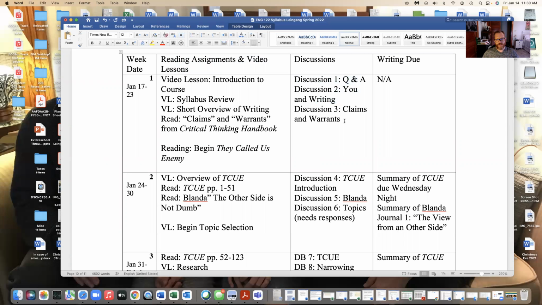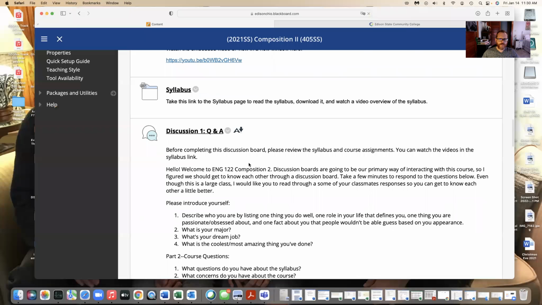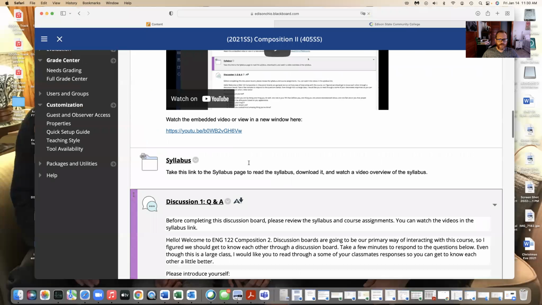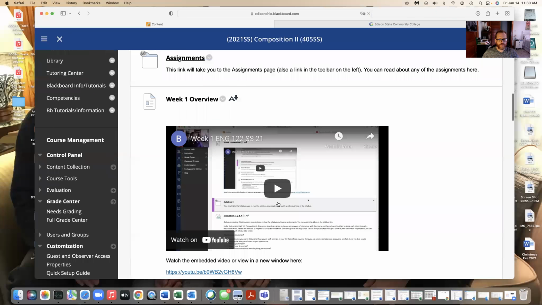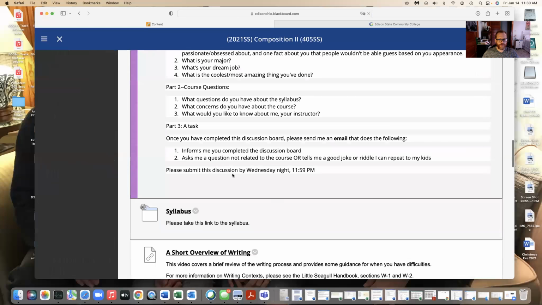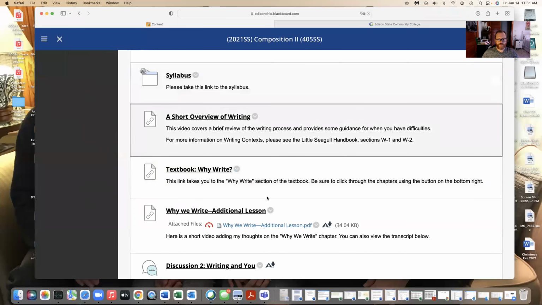So I'll say, do this by Wednesday, respond to everything else by Friday, things like that. Try to keep that in mind, and that will be set up that way in Blackboard for you. So when you go in here, it'll say, first of all, this tasks list. It'll say, do this, do this, do this, do this. And I'll often tell you when I want things done. Other times it'll be down here at the end of the discussion board. So make sure you look for those.